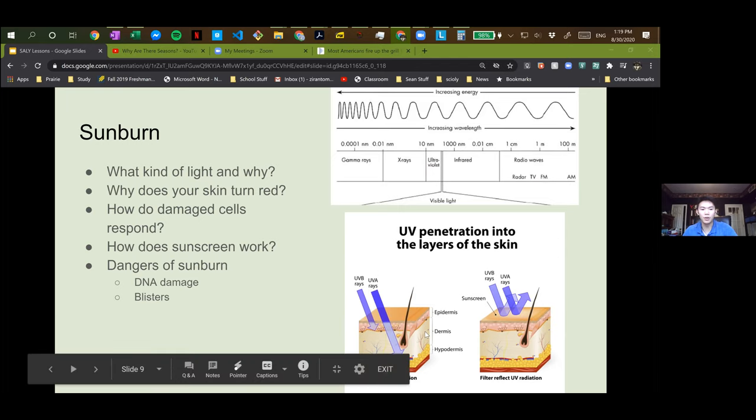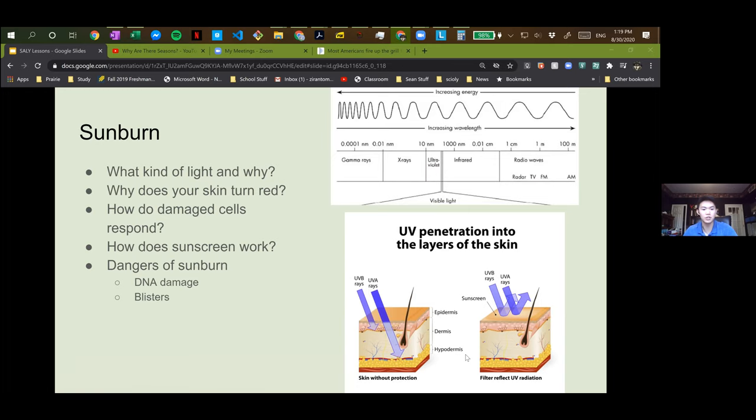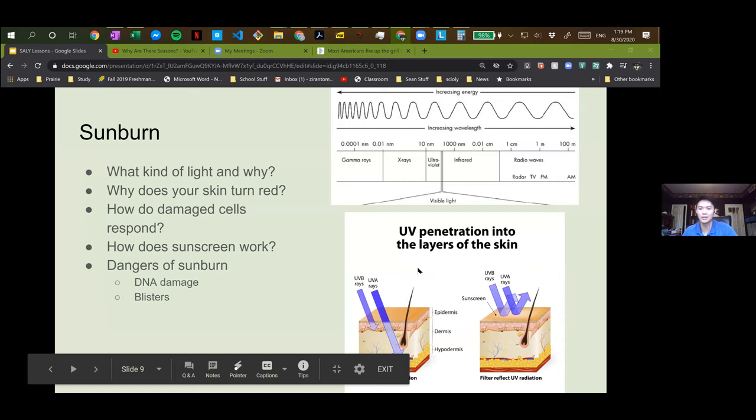Now, there's also another kind of damage, and this one is a little bit less clear. The other kind is DNA damage. Because of the energy of the light, sometimes it can even penetrate your cells and mess up the DNA in it, leading to things such as skin cancer. So that's why it's very important that you guys use sunscreen.